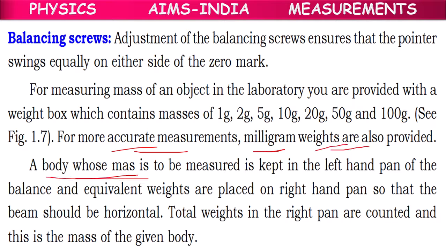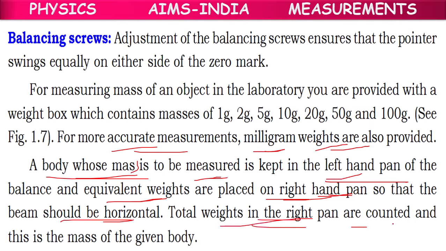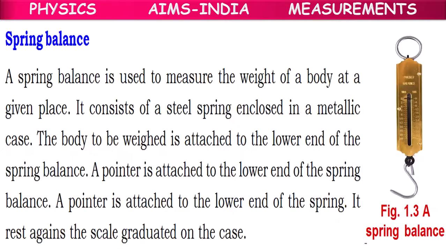A body whose mass is to be measured is kept in the left hand pan. Equivalent weights are placed on the right hand pan, so that the beam is horizontal. The total weights on the right hand pan are counted, and this gives the mass of the given body.